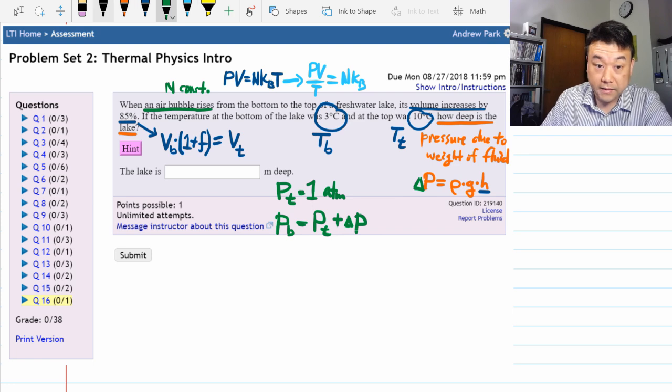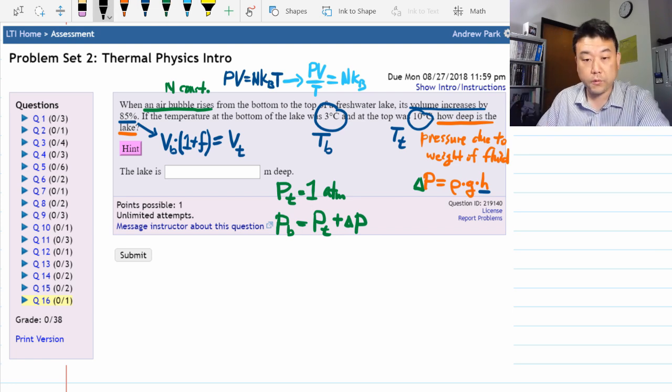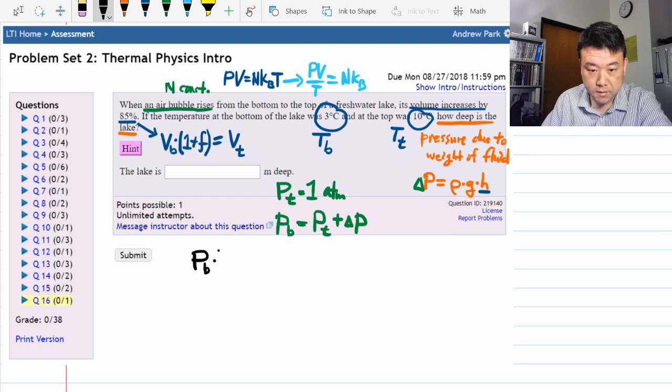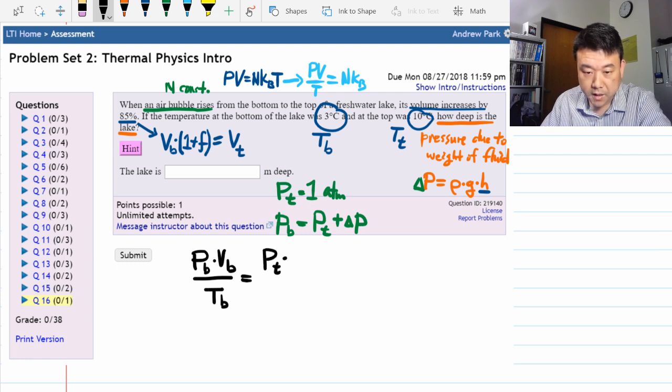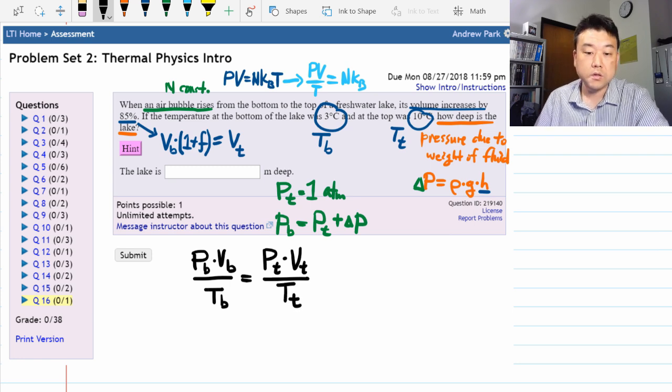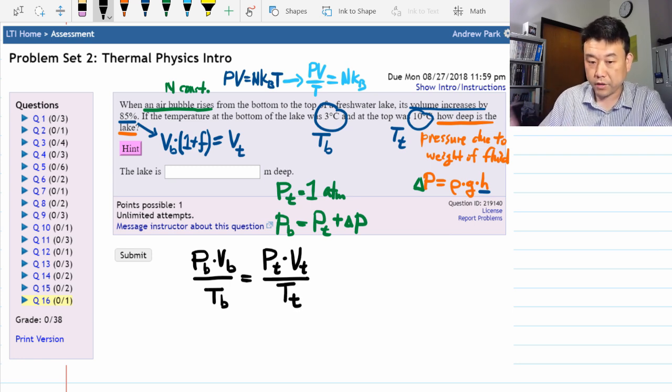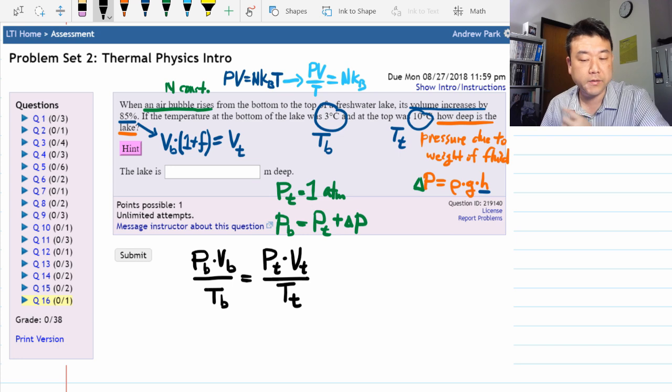Let's start by writing down that conservation law equation. Pressure at the bottom times volume at the bottom over temperature at the bottom is equal to pressure at the top times volume at the top divided by temperature at the top. All right, the temperature is given, so I won't really worry about that. The volume isn't given, but I can put the volume in ratios, and I think I know how to handle that.